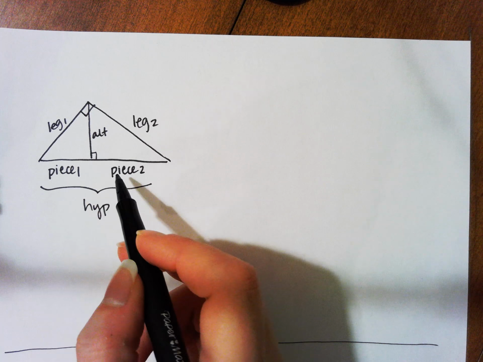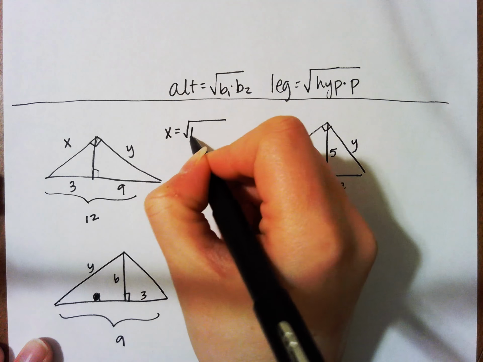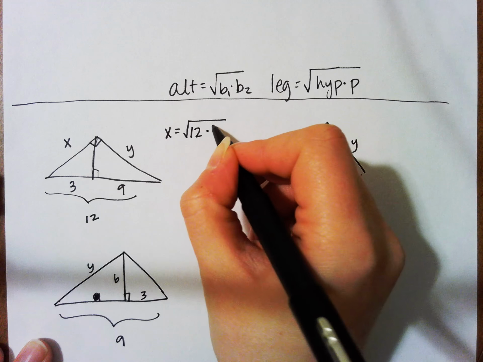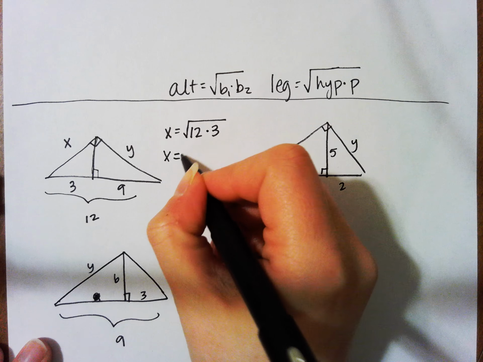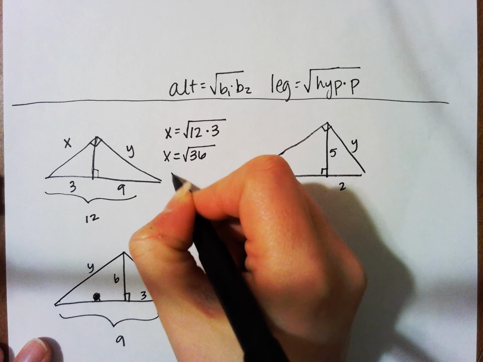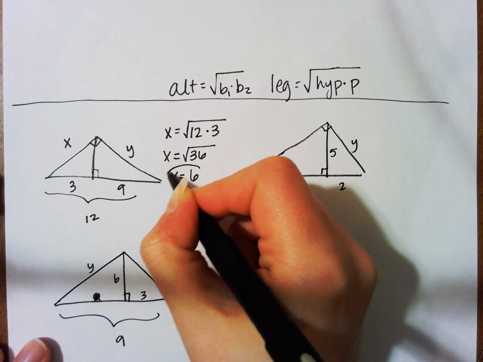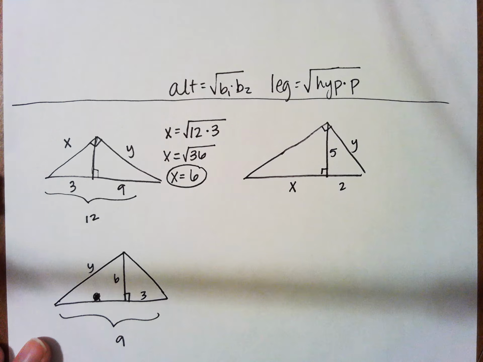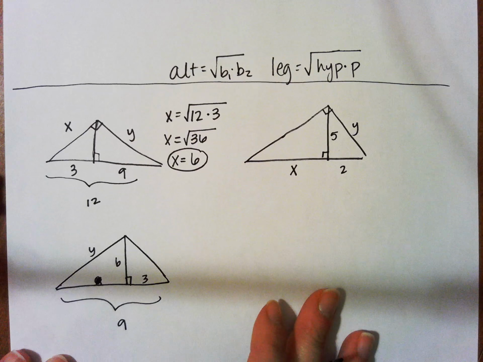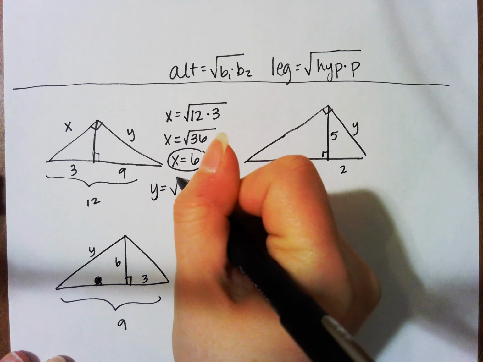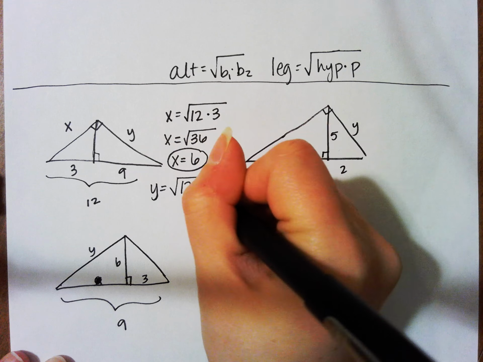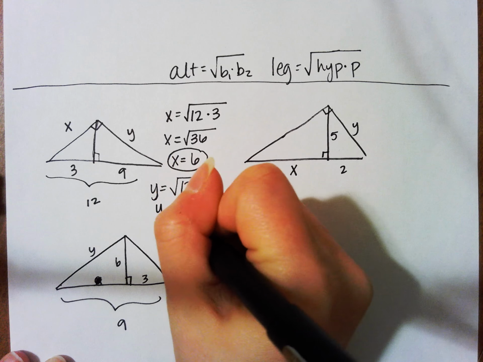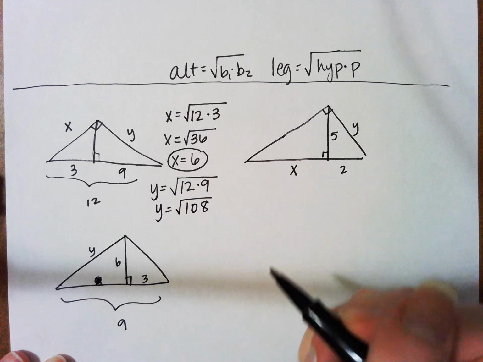So we would plug in our hypotenuse of our big triangle, which would be 12 if we add them together, times the piece that it touches, and x touches 3, so we plug that in. And then we solve that, so we get the square root of 36, which we know is 6. And then if we were solving for the other leg, again we would use the hypotenuse, 12, and the piece that it touches, so in that case it would be 9. So we would get the square root of 108.